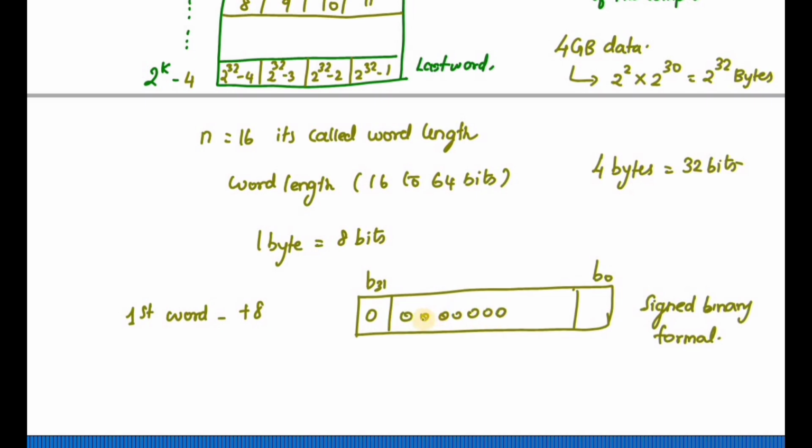It goes on, and you can see this must be 1 0 0 0, with B1, B2, B3 and so on. This is my first word, and this is how it has to be organized. Otherwise, it should be in signed binary format or in ASCII format, which is an 8-bit character.